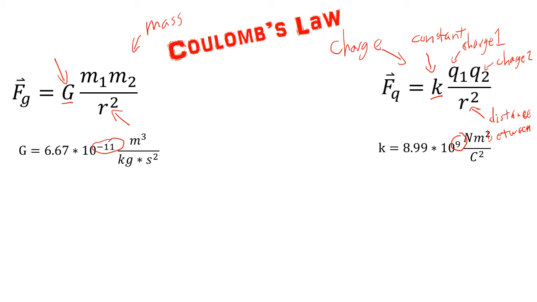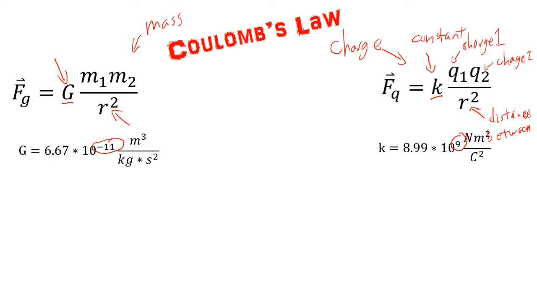Okay, now, before we move on to actually do the ratio of these two, I want to point out here that the units of this are Newton meter squared per Coulomb squared. Those are the units on this constant K. And that makes sure that when we do this equation, our force actually has the proper units of newtons.